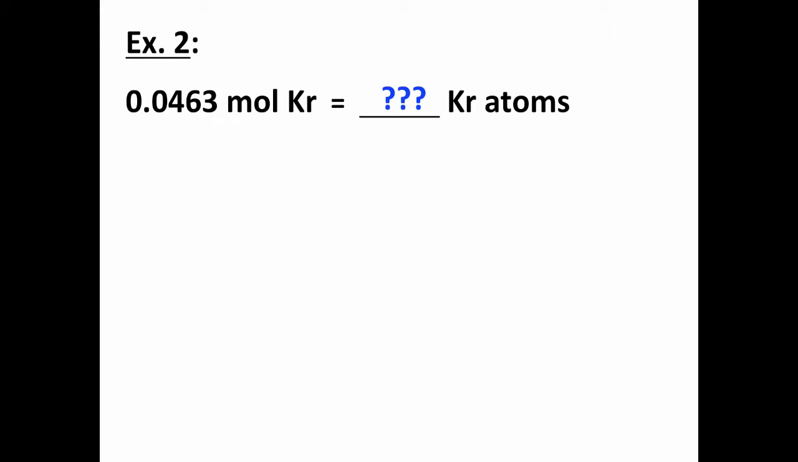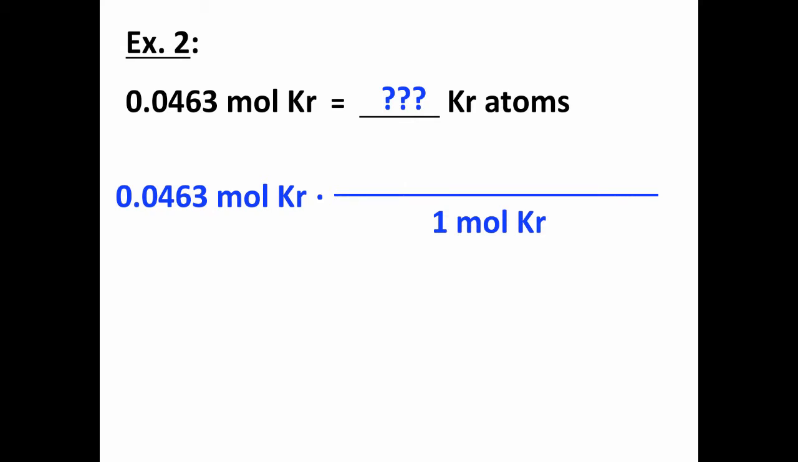What if we wanted atoms? Well, in this case, we actually don't need the periodic table, but we do the same type of process. We start with the known number of moles of krypton. We look for a conversion factor that converts from what we have, moles of krypton, to what we want, which is krypton atoms. And if it's a mole, it contains 6.022 times 10 to the 23rd particles. And in this case, the particles are krypton atoms.